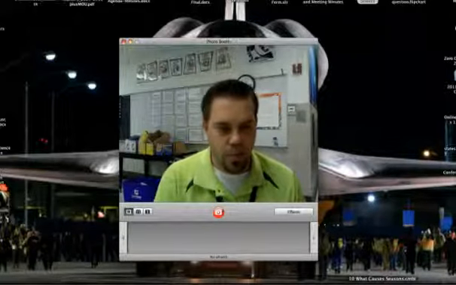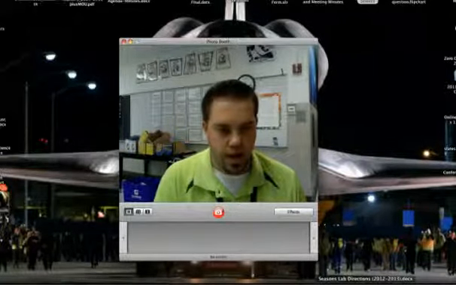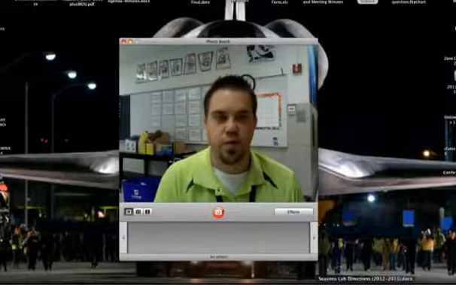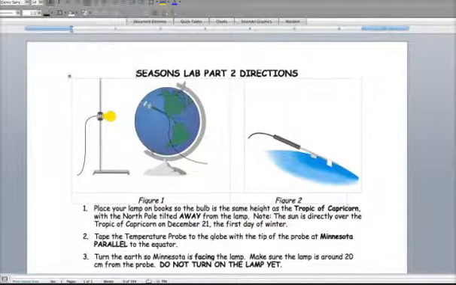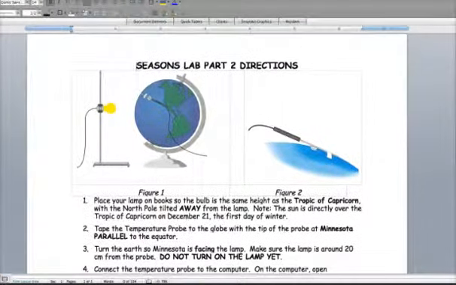It's very easy. Part 2, we look at, and I'm going to show you some directions for what the apparatus is that we had set up today. So this is the apparatus that we use. There's a light bulb over here that represents the sun, and then we have a globe that represents, obviously, the Earth. We put a temperature probe, we taped it right on the globe. We taped it right over Minnesota because that's where we live. We want to learn a little bit about the seasons, how they change in Minnesota. So that is right over here where we put the temperature probe.